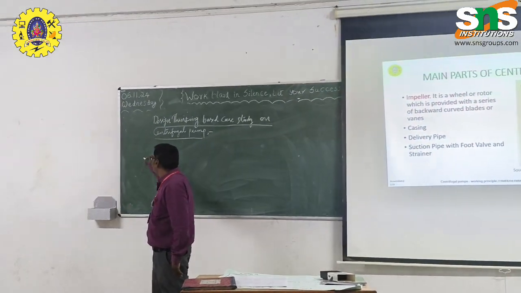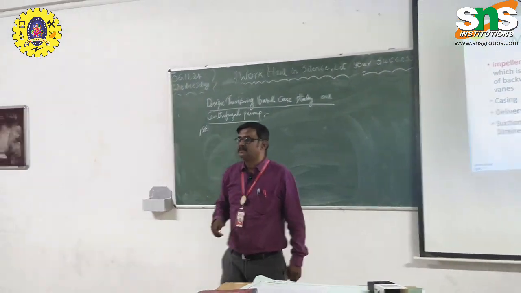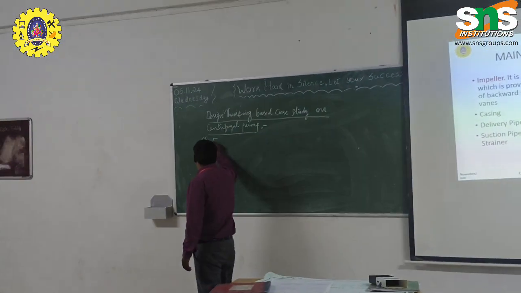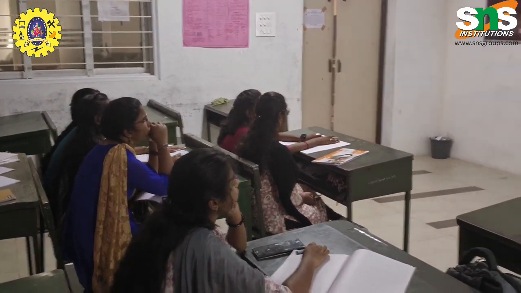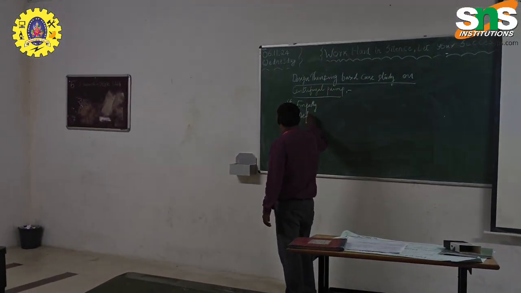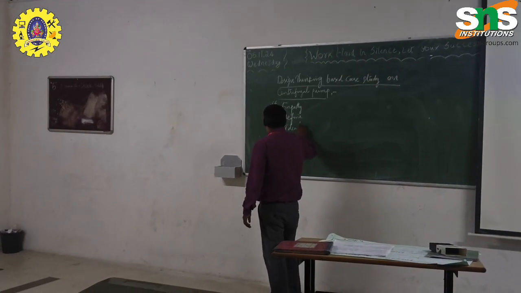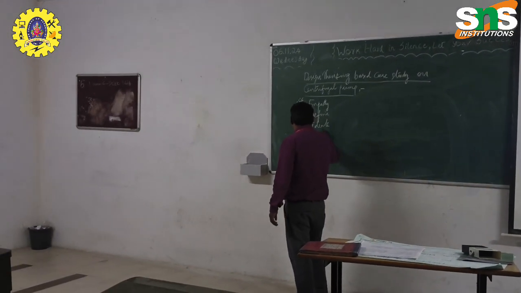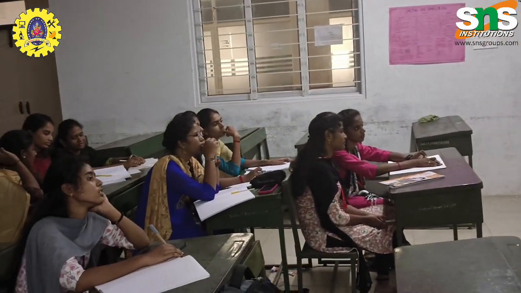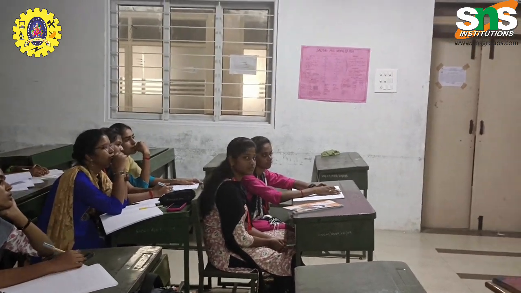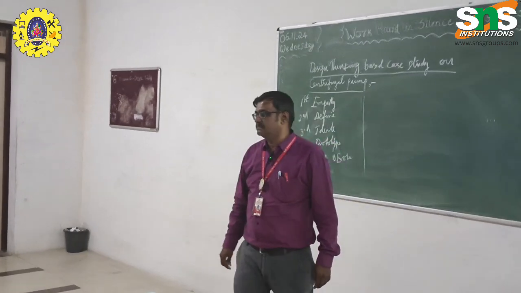Can anyone say what is the first stage of design thinking? Empathize. Okay. Second, define. Okay. Third is ideate. Fourth, prototype. Fifth is testing and evaluation. So these are the five stages of design thinking.